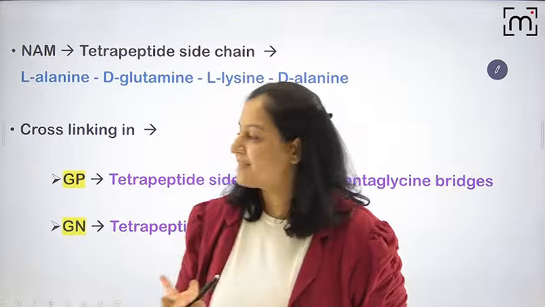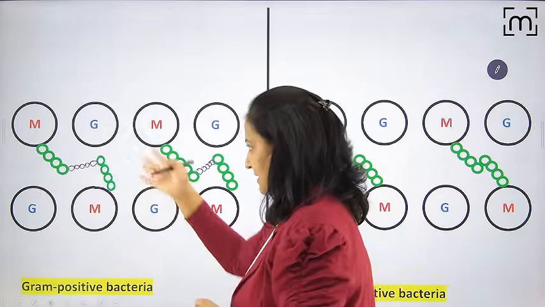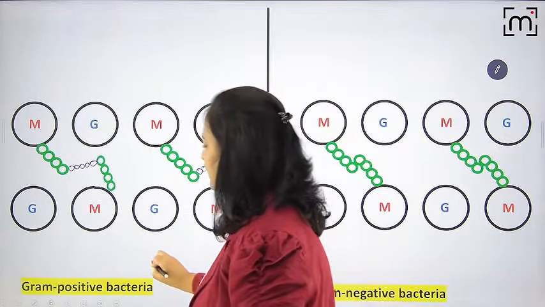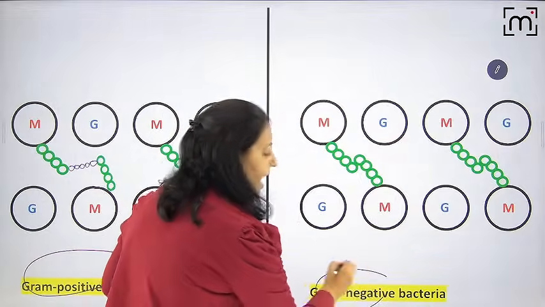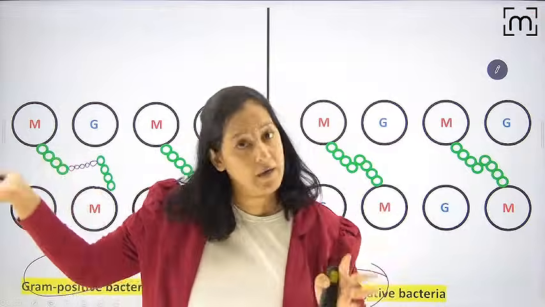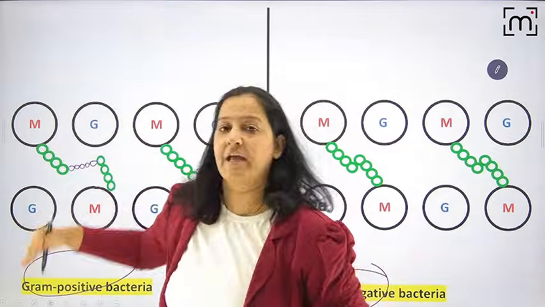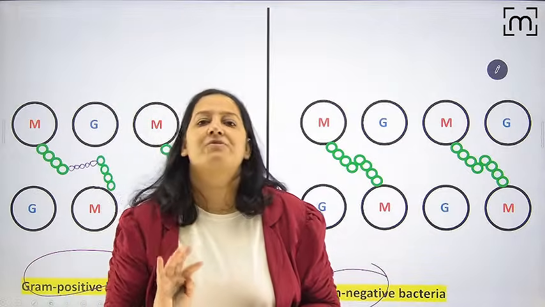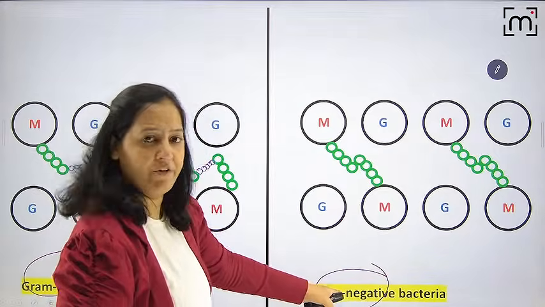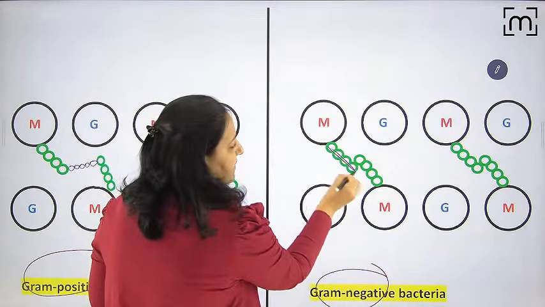Now for cross-linking, two things are there. You can see the cross-linking. You can see this is the gram-positive bacteria. Appreciate it. You can see this is the gram-negative bacteria. Appreciate the alternate NAM in both of them. Appreciate first row, second row. Now see the cross-linking. I'm interested in cross-linking. So in gram-negative, appreciate the tetrapeptide chain.